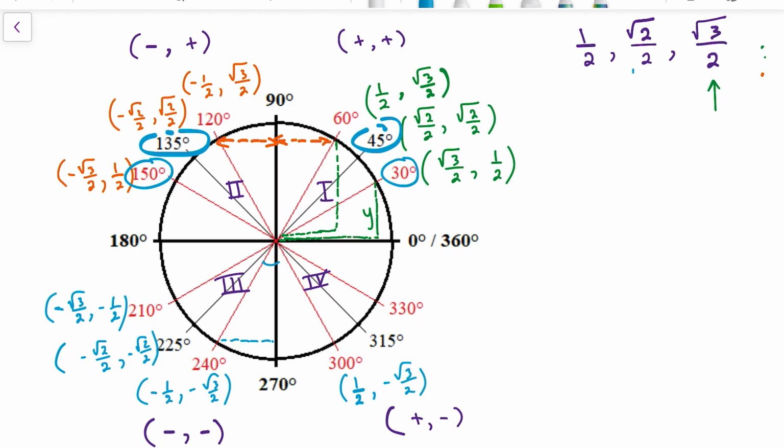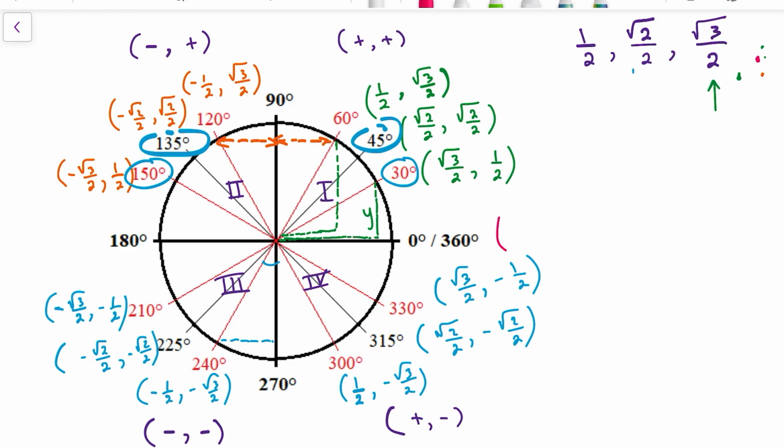For the 315 degrees, I would like you to try that on your own. I have a positive root 2 over 2 and then negative sine, which is negative root 2 over 2. And 330 degrees, that would be a positive root 3 over 2 and then negative sine, which is going to be negative a half. Now let's go to 0 degrees, 90 degrees, 180 degrees, 270 degrees, and 360 degrees.